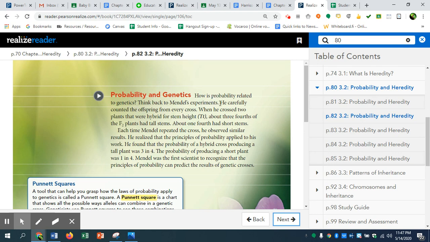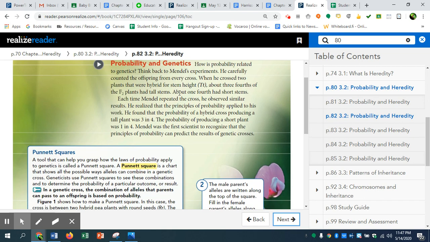Let's think back to Mendel's experiments. He carefully counted the offspring from every cross. And when he crossed 2 plants that were hybrid for stem height, for a tall stem, so capital T, lowercase t, 3/4 of the children had tall stems. This would be the grandchildren, and about a fourth had short stems.